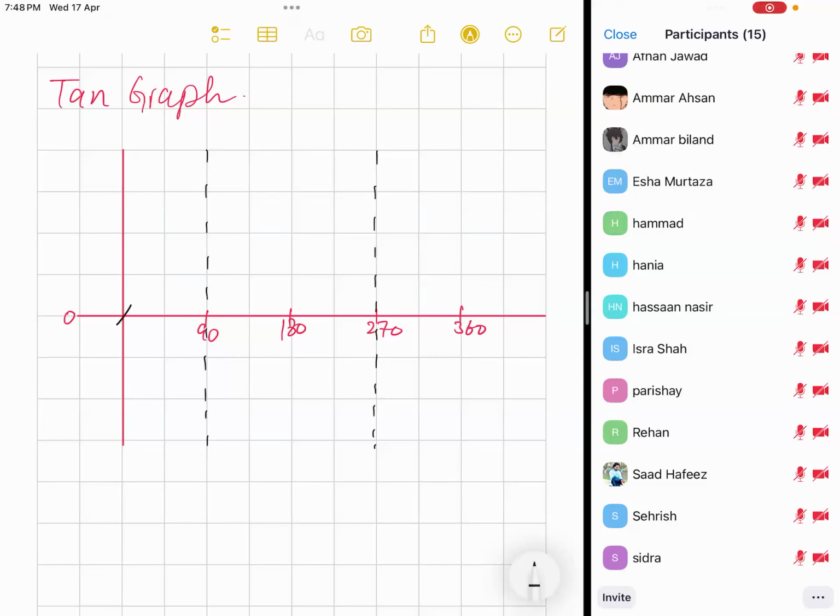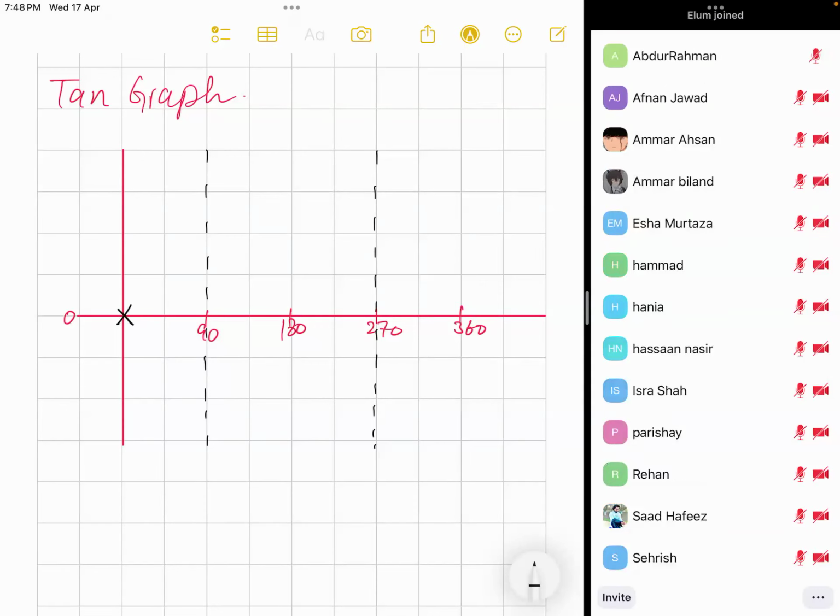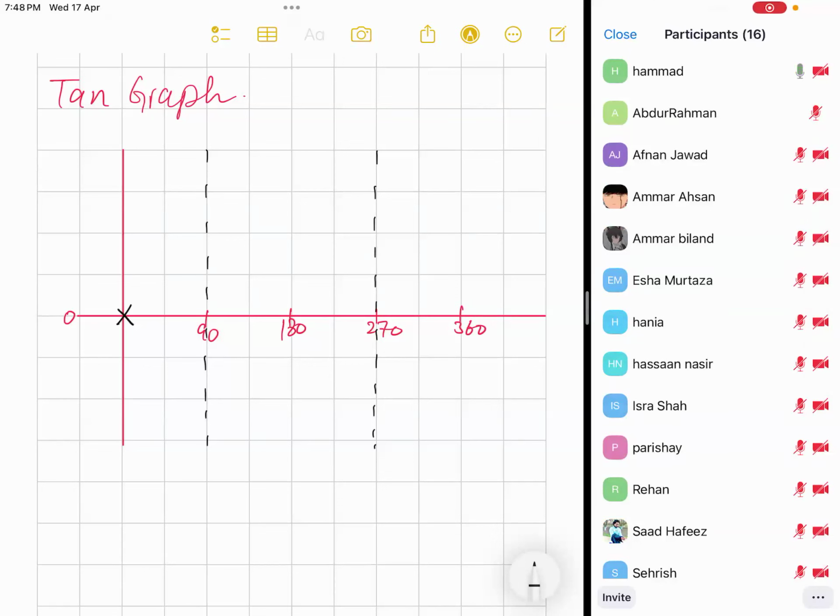Now tangent 0 is 0, yes or no? Yes, sir. I cannot touch tangent 90 because tangent 90 is math error. I can touch tangent 180, so that would be a point here, and I have to connect to this point. As I cannot touch tangent 90, I can touch tangent 91. Please check whether tangent 91 is a negative or positive answer. This is the positive side, that is the negative side. So 91 would be negative. Tangent 180 is 0.